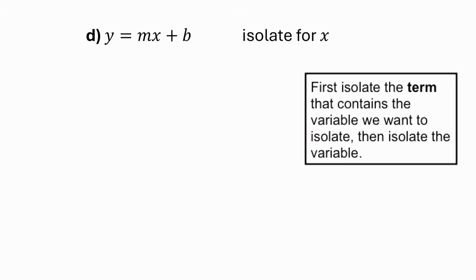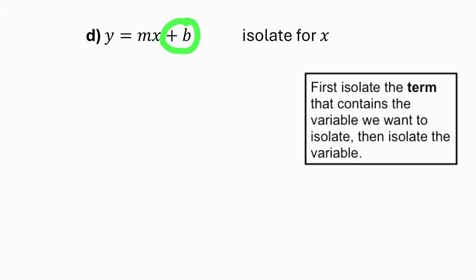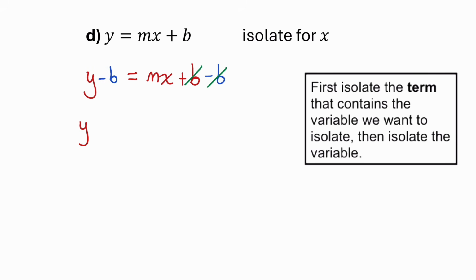Or another way to think about it, when choosing what inverse operation to do first, we do BEDMAS in reverse. So we'll do our adding and subtracting before our multiplying and dividing. So I'll eliminate this adding b from the right side of the equation first. And I would do that by subtracting b on both sides of the equation. On the right, b minus b is 0, they cancel out. So I now have y minus b is equal to m times x.